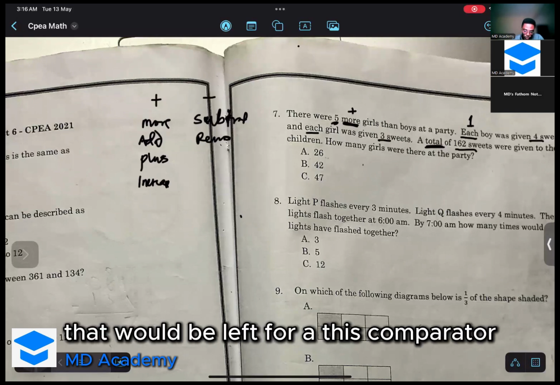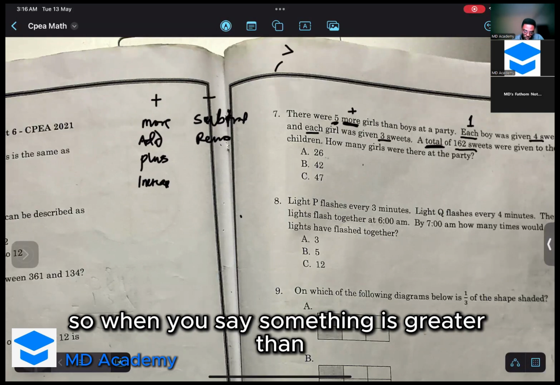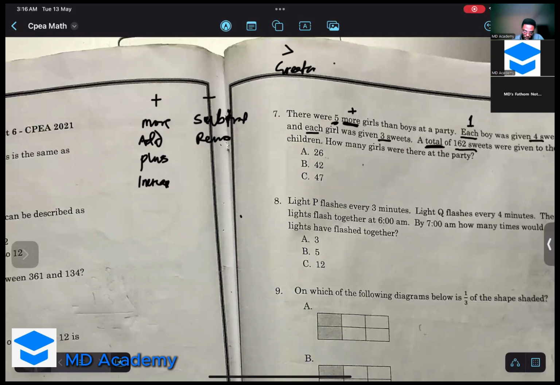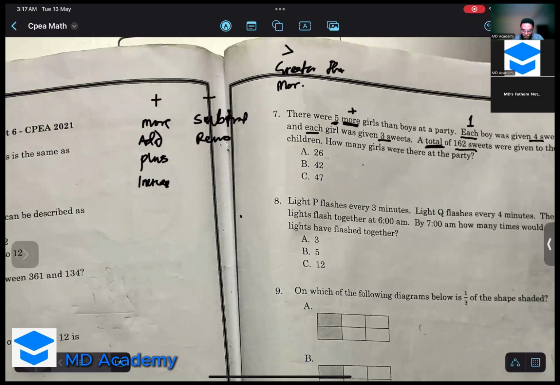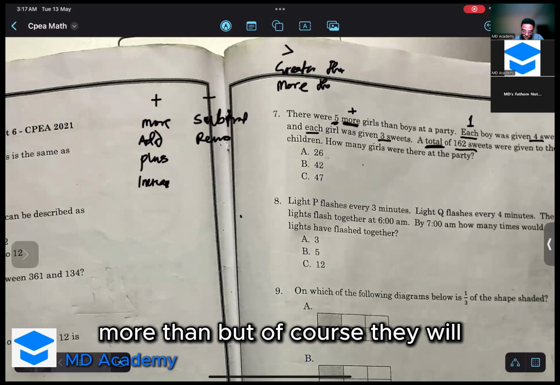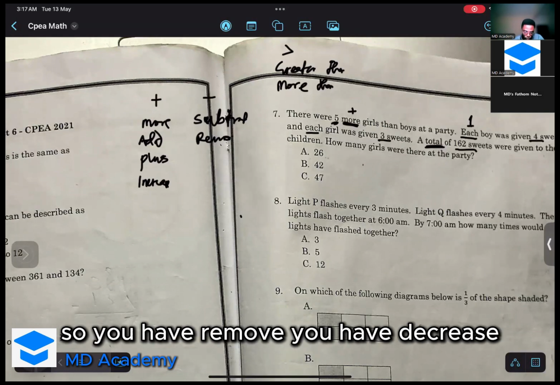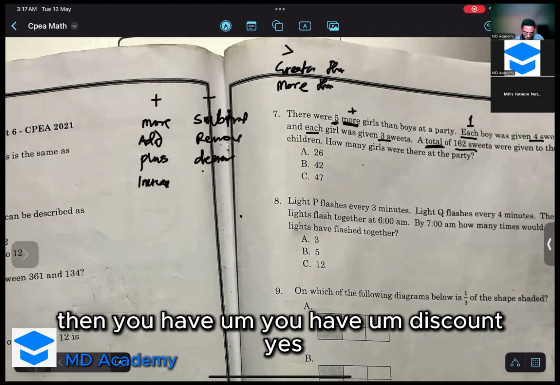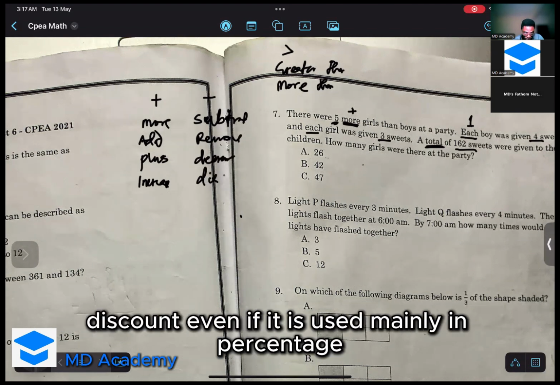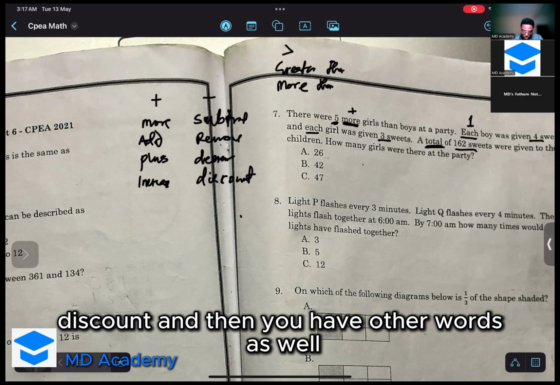That would be left for this comparator. This one here is used as a comparative. So when you say something is greater than, that is equally more than. But of course the context is unique for that second one there. So you have remove, you have decrease, so there are more words for negative than that. Then you have discount. Yes, discount. Even if it is used mainly in percentages, it equally means to subtract. Discount. And then you have other words as well.